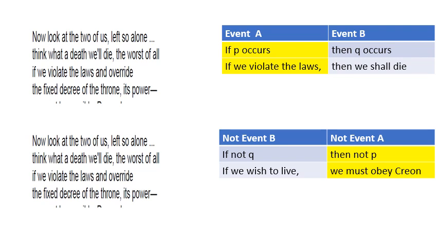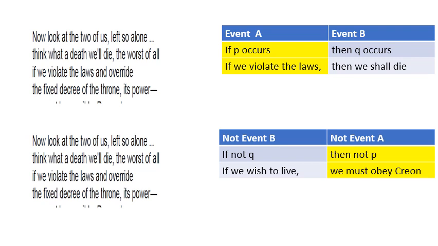Ismene warns her sister, "Now look at the 2 of us, left so alone. Think what a death we'll die, the worst of all, if we violate the laws and override the fixed decree of the throne." If we record this as a modus ponens argument, we recall that P occurs and then Q occurs. So if we violate the laws, then we shall die.